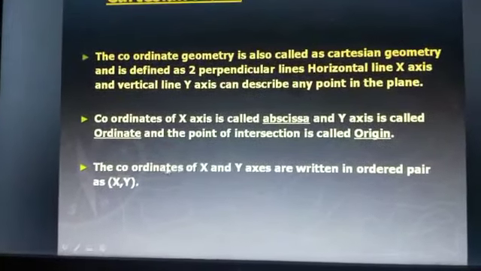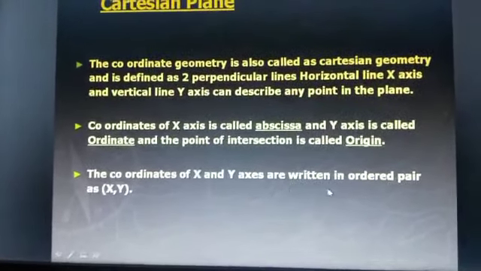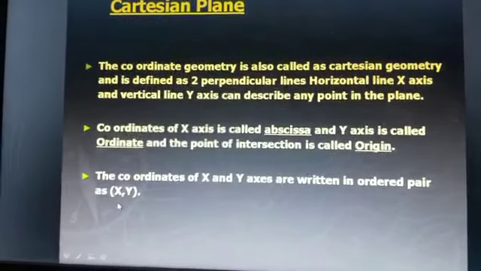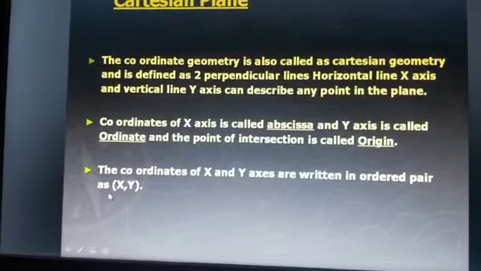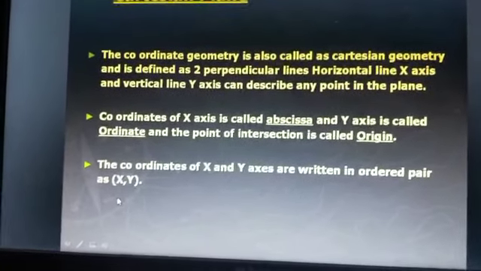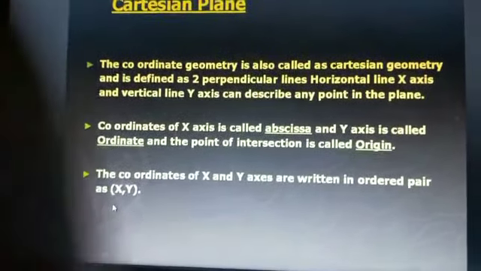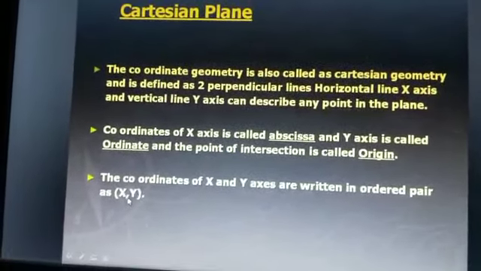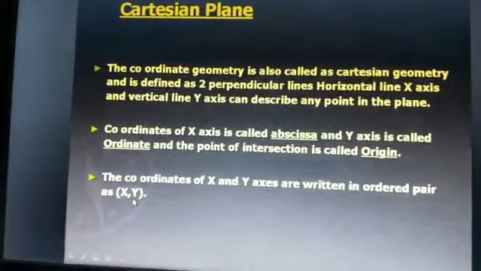The coordinates of the x and y axis are written as an ordered pair, x comma y. The first number we write belongs to the x coordinate, and the second number belongs to the y coordinate.